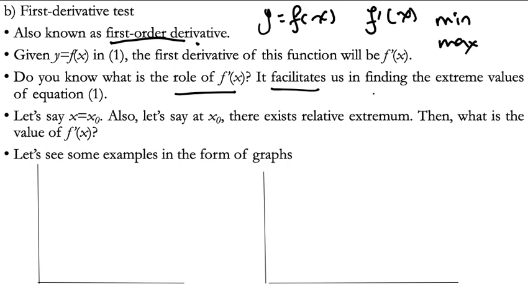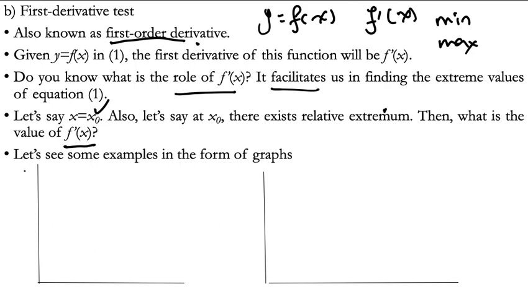Let's say we pick one value of choice variable. Let's say x equivalent to x0. Okay, and let's say at x0, there exists relative extremum, could be minimum or maximum point. So if we are at x0 and we have maximum or minimum point at x0, then what is the first derivative at that particular point?